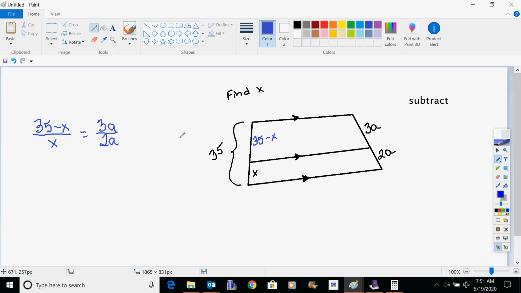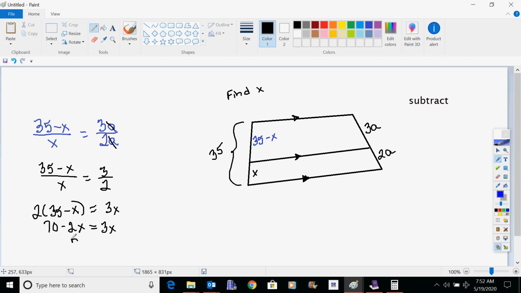Wait, but there's too many variables. Not really, because look at this. A over a cancels out. So this is really 35 minus x over x equals 3 over 2. Don't let those extra a's bother you, because then you can just cross multiply. x times 3 is 3x. This one is 2 times 35 minus x. So this would be 70 minus 2x equals 3x.